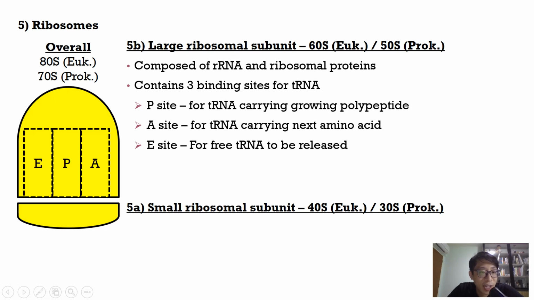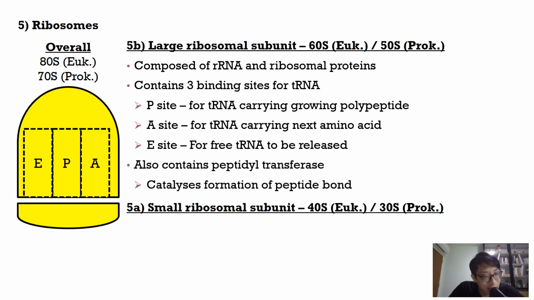That is where the tRNA carrying the growing polypeptide will be. The aminoacyl tRNA site is here for the tRNA carrying the amino acid, and the exit site is for the tRNA to be released. All of this will come together when we look at the translation process. For now, you just need to know that there are three different tRNA binding sites in the large subunit. In the large subunit, there's also an enzyme called peptidyltransferase that catalyzes the formation of peptide bonds. Again, this will come into play when we look at the translation process.